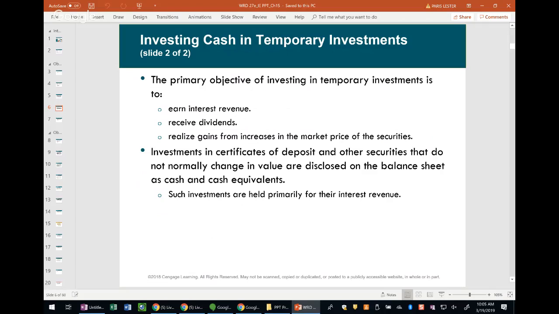Dividend revenue. All right, investments in certificates of deposits and other securities that do not normally change in value are disclosed in the balance sheet as cash or cash equivalents. If you got a CD or a checking account or a savings account, those are cash or cash equivalents. Same as coins and dollars, 10s and 20s.